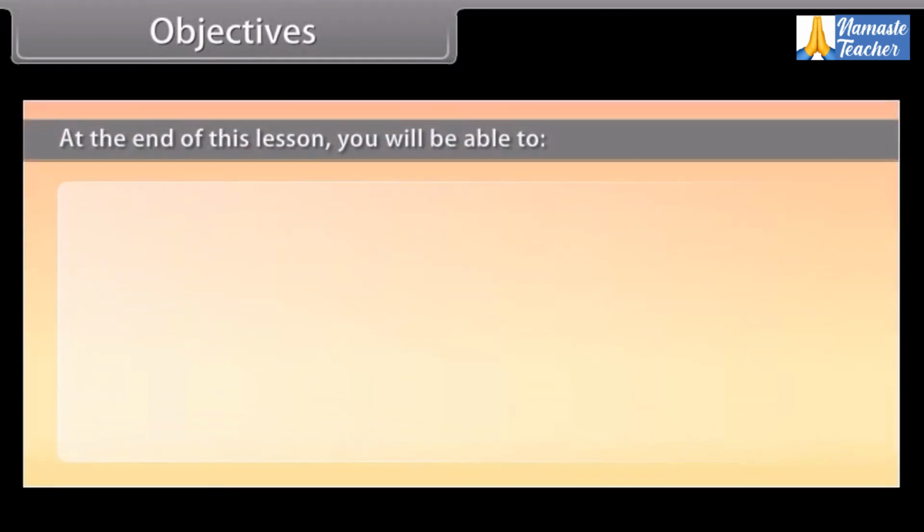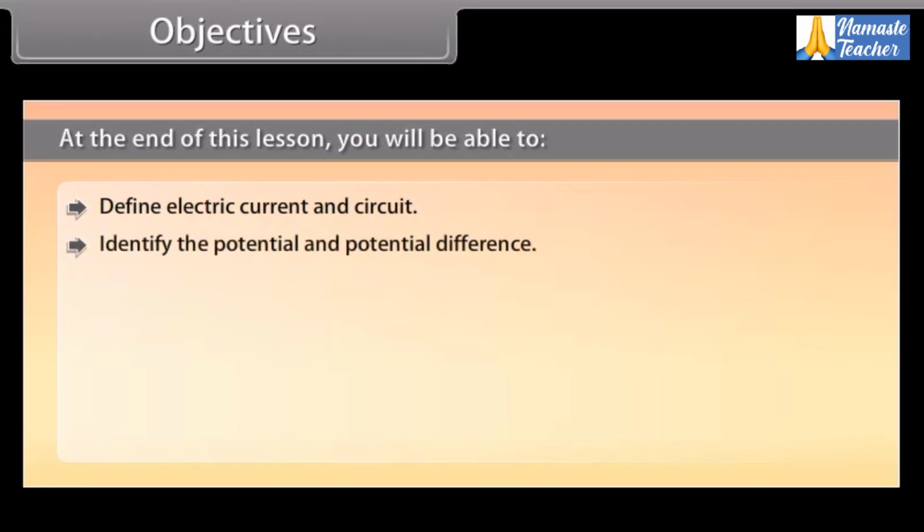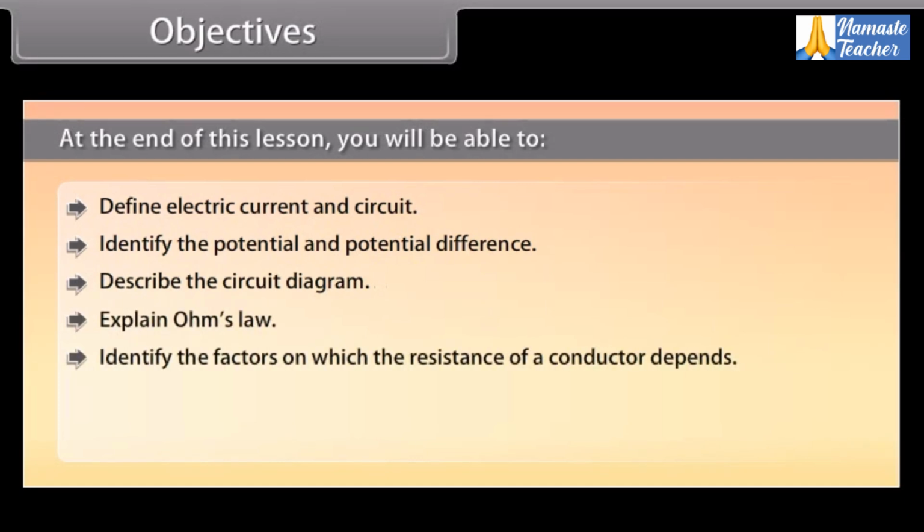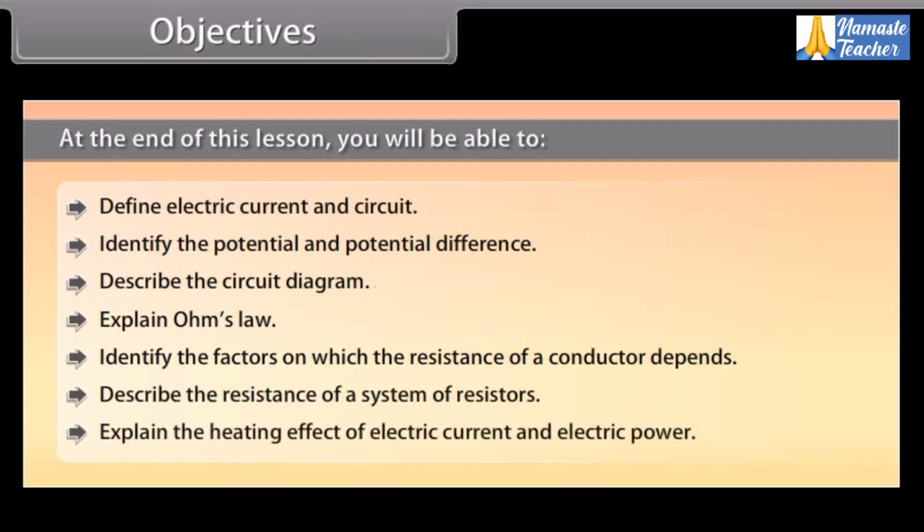Objectives. At the end of this lesson, you will be able to define electric current and circuit, identify the potential and potential difference, describe the circuit diagram, explain Ohm's law, identify the factors on which the resistance of a conductor depends, describe the resistance of a system of resistors, and explain the heating effect of electric current and electric power.